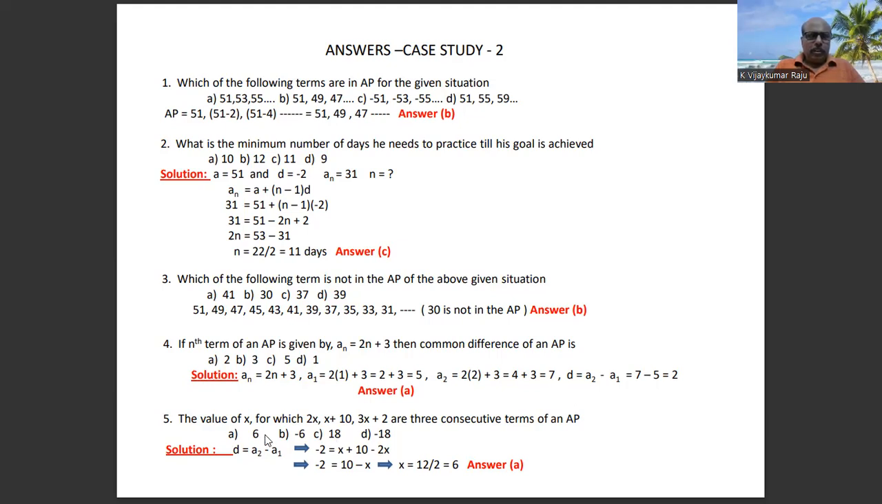Okay. Now, the fifth question. The value of x for which 2x, x plus 10, 3x plus 2 are 3 consecutive terms of an arithmetic progression. 3 consecutive terms means one after the other. That means they have a common difference. So D is A2 minus A1. A2 is what? x plus 10. A1 is 2x. Let's subtract these two.